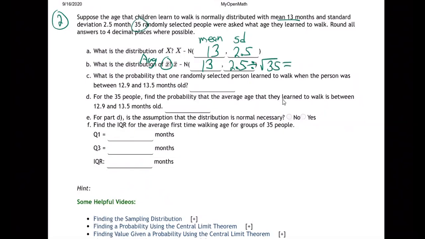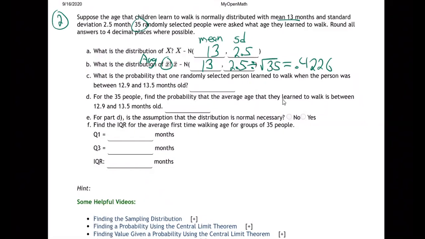So I'll do that on my calculator. And I'm getting 0.422577. So that rounds to 0.4226.